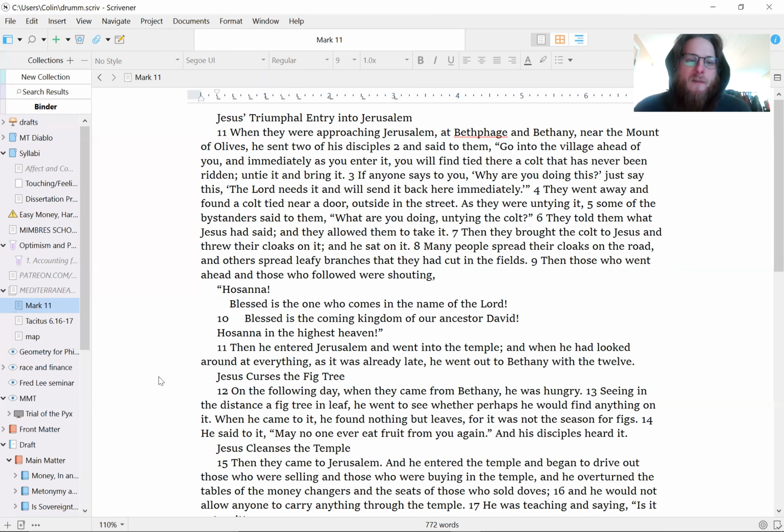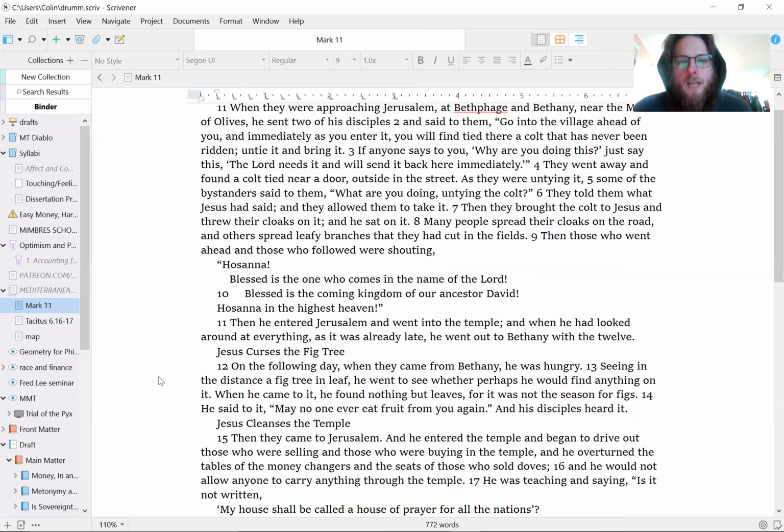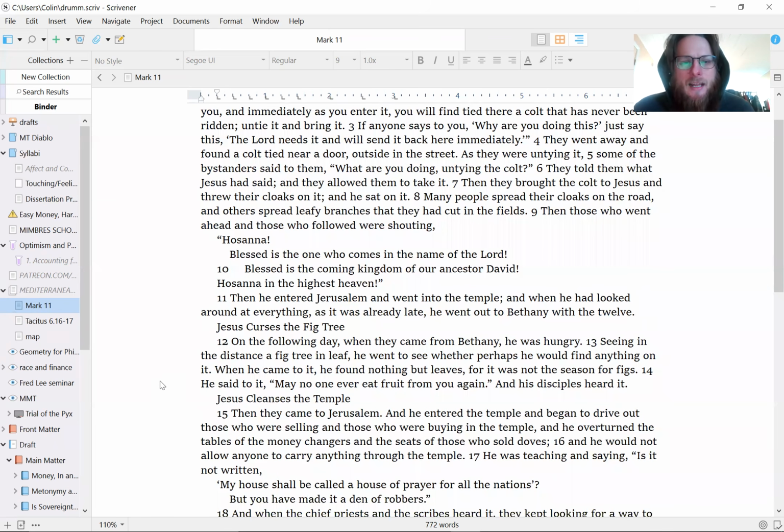"They went away and found a colt tied near a door outside in the street. As they were untying it, some of the bystanders said to them, 'What are you doing untying that colt?' They told them what Jesus had said, and they allowed them to take it. Then they brought the colt to Jesus and threw their cloaks on it, and he sat on it. Many people spread their cloaks on the road, and others spread leafy branches that they had cut in the fields."